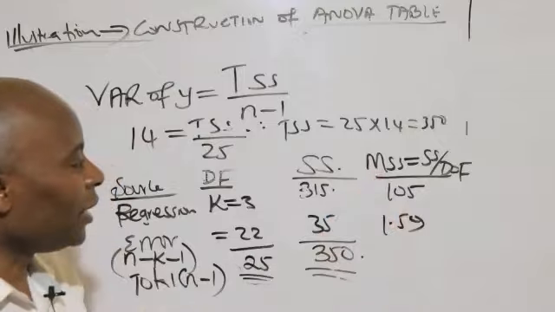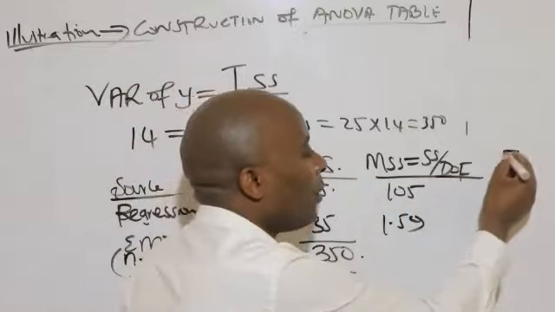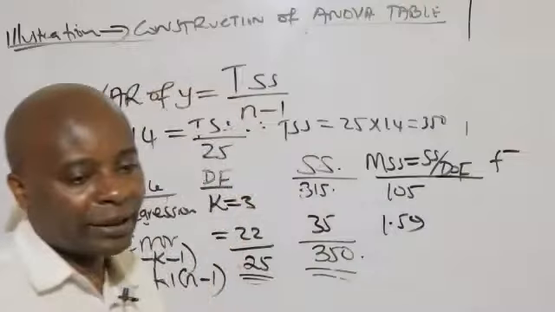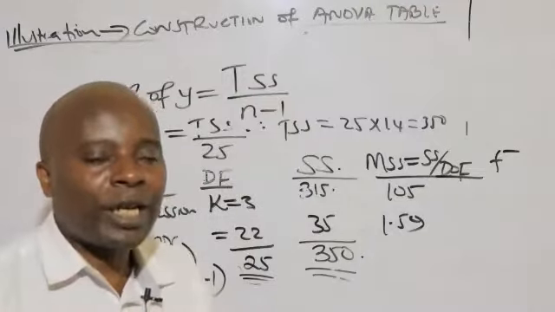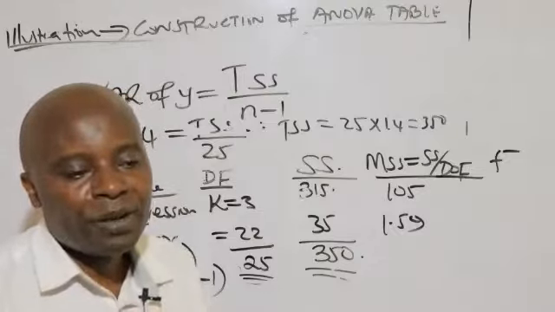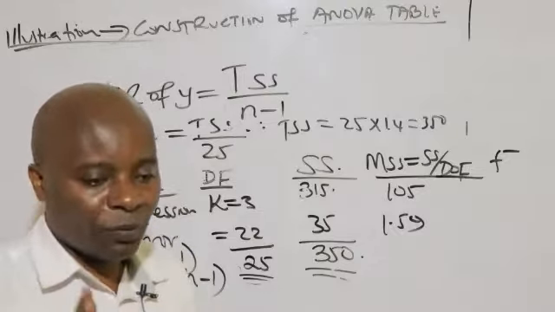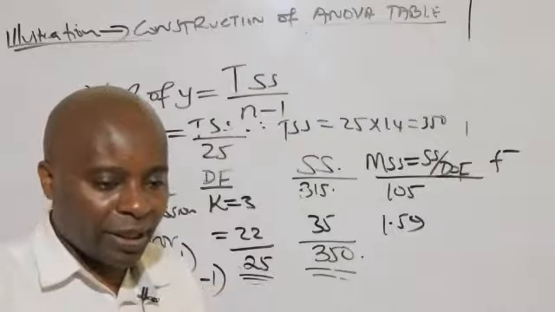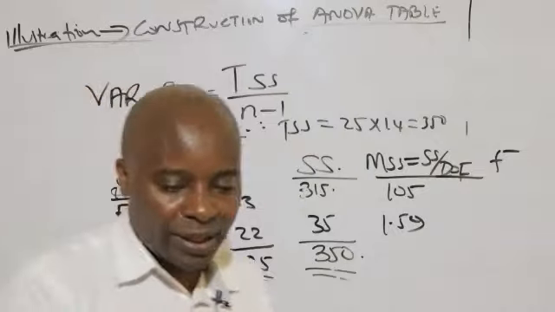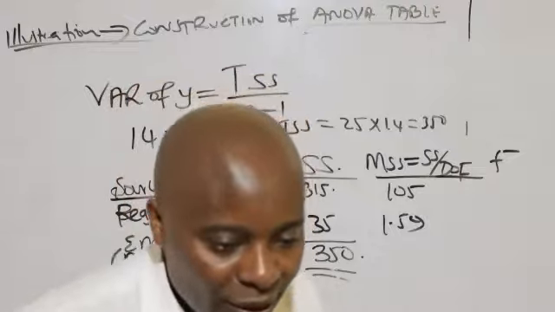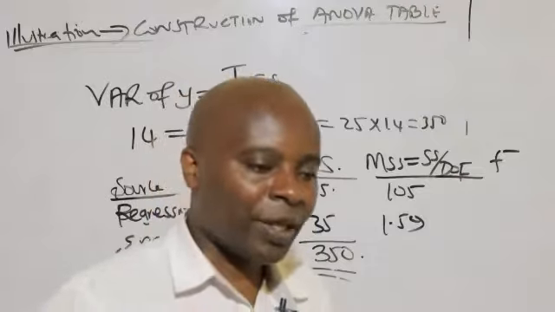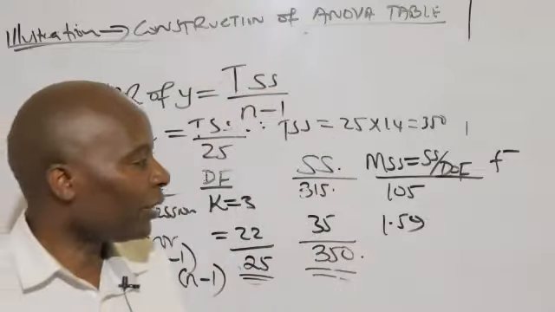Ladies and gentlemen, it doesn't end here. Once I get this, I need to create a column of F. F should be the last thing, but most students have forgotten how to get this F. I'm 100% sure very many students can't remember the formula of getting F.